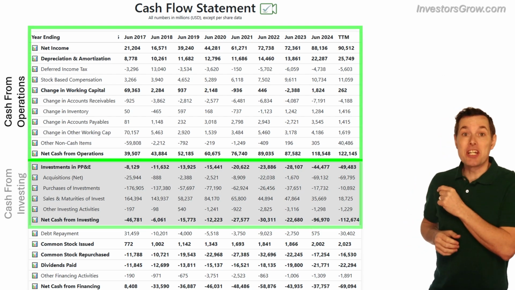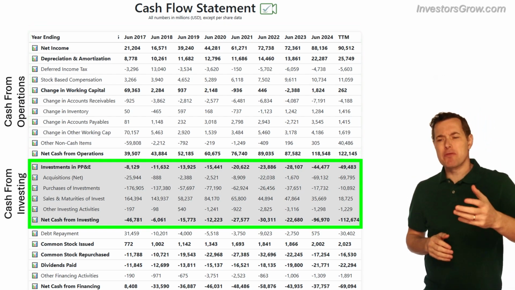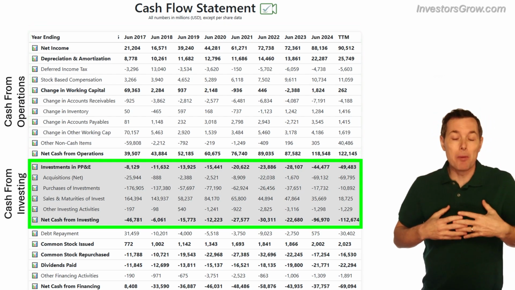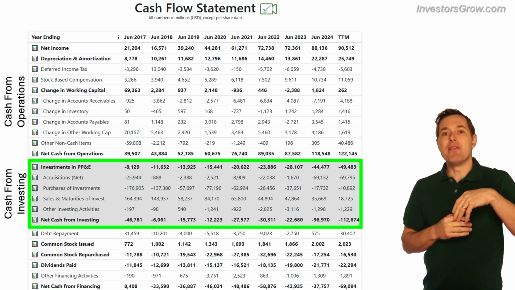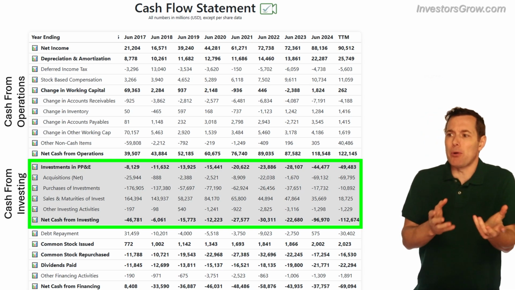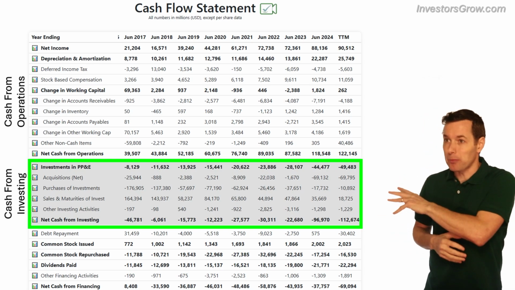The second section is cash from investing. Cash from investing is things like if the company made investments in other businesses, or perhaps if the company made investments in property, plant, and equipment. So if they bought a new factory, new machines, things like that would land here.